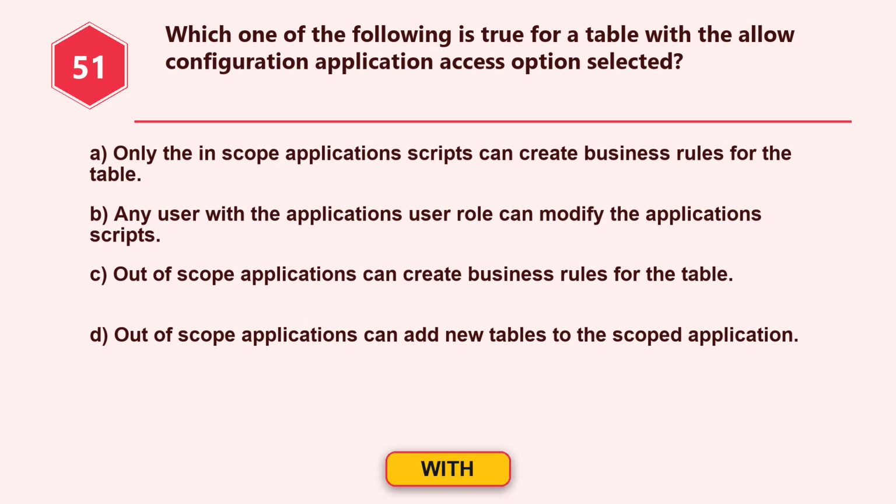Option B. Any user with the application's user role can modify the application scripts. Option C. Out-of-scope applications can create business rules for the table. Option D. Out-of-scope applications can add new tables to the scoped application.